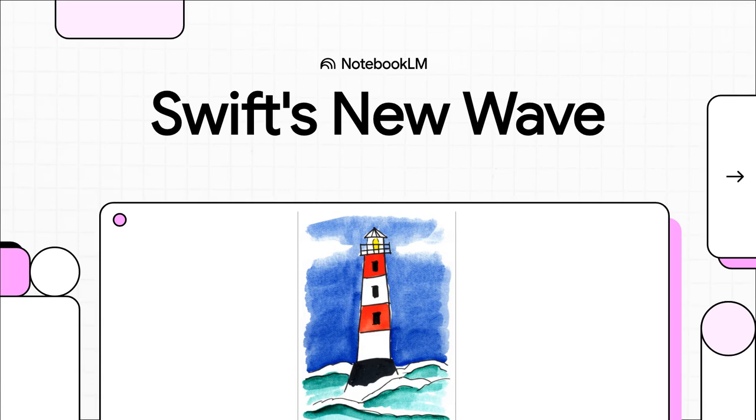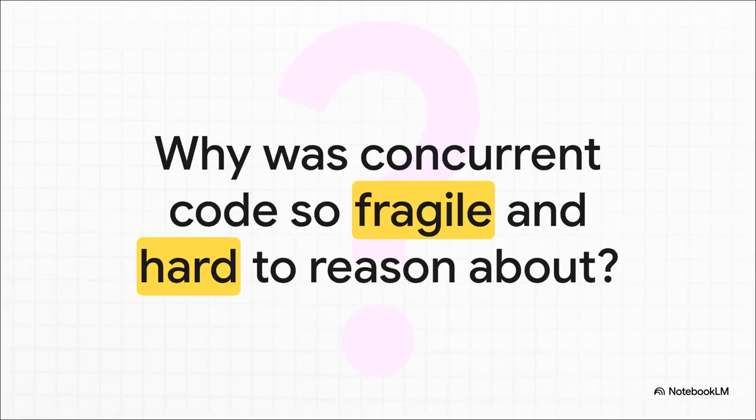All right, today we're diving into Swift's modern concurrency system. We're going to see how it takes the absolute chaos of parallel programming and transforms it into something that's safe, structured, and honestly kind of simple to write. You know, for the longest time, writing concurrent code in Swift felt like trying to walk through a minefield.